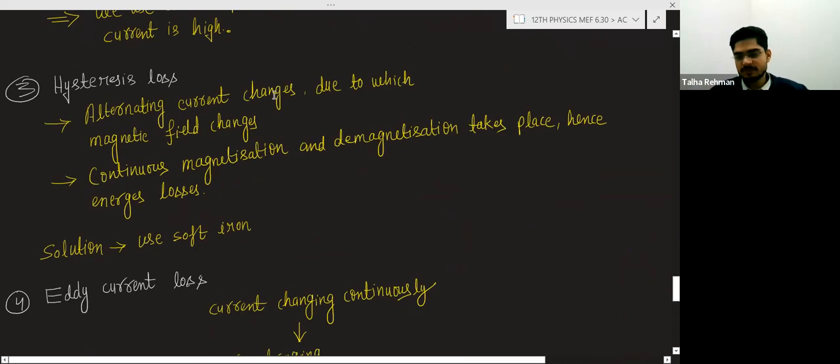Alternating current changes, due to which the magnetic field changes. We know that if the current changes, the magnetic field changes. Continuous magnetization and demagnetization takes place, hence energy losses. What is the solution? Use soft iron.